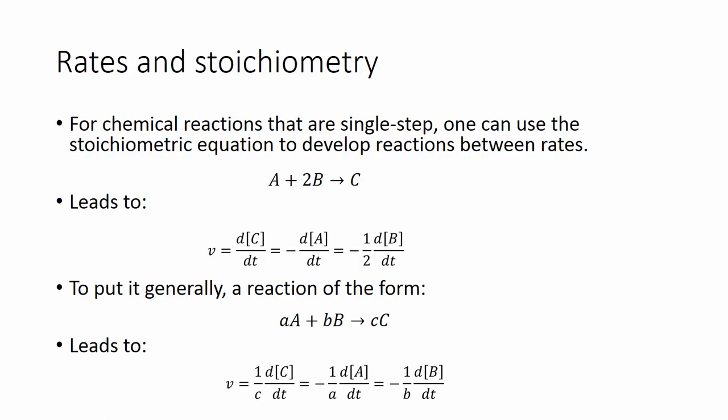Or to put it more generally, if we have a reaction of the form aA plus bB yields cC, where small a, small b, and small c are our coefficients, this leads to a rate equation that looks something like this. We have 1 over c dC/dt is equal to negative 1 over a dA/dt, equals negative 1 over b dB/dt, etc.